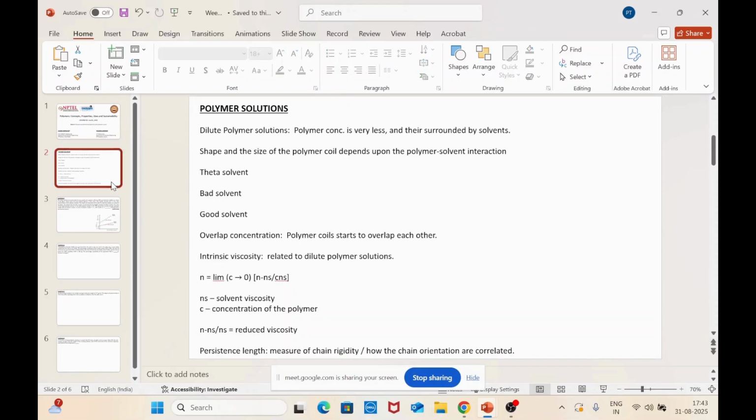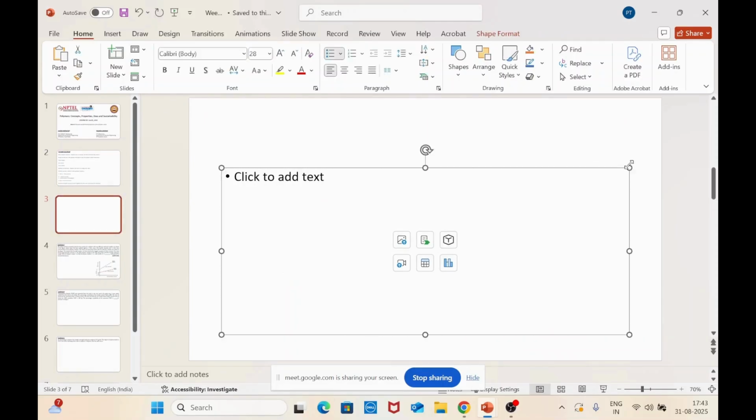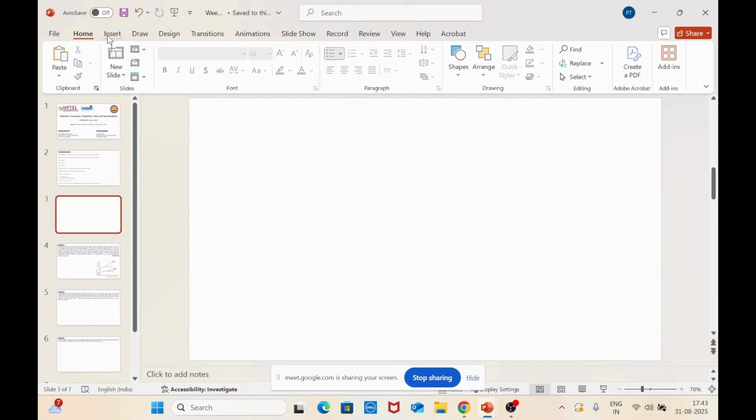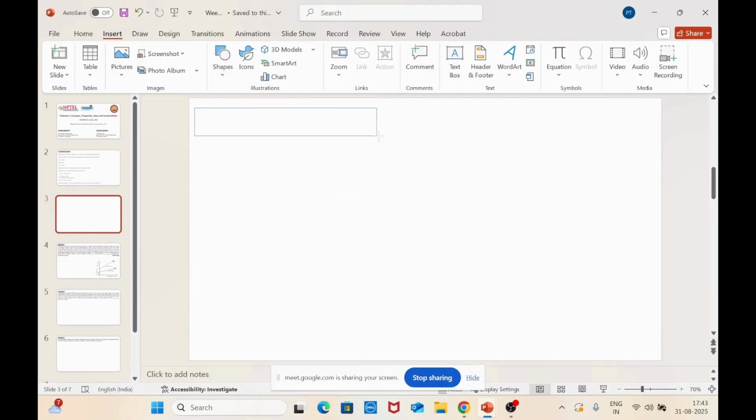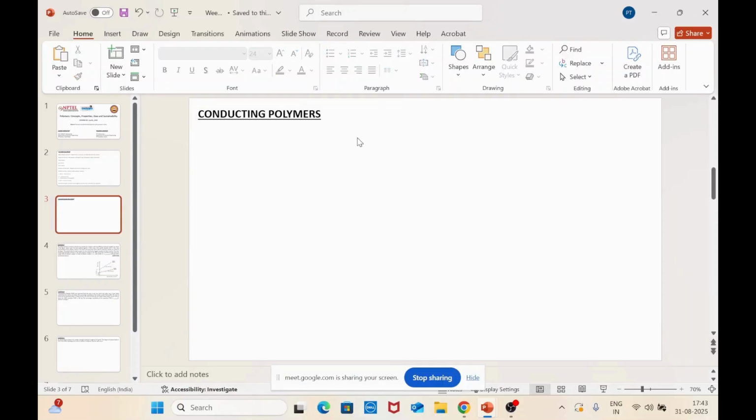So after the concept of polymer solution, we now move towards the concept of conducting polymers. Not all the polymers that we see are conducting in nature. A few of them among the polymers are conducting. It is basically the electrons as well as the ions in the material which are responsible for the conduction mechanism.